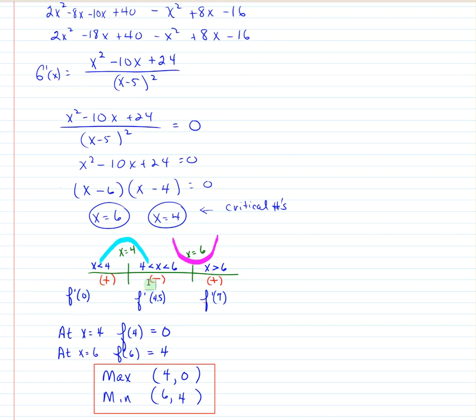I got plus, minus, plus for the things that I did. And so I know that here, if that's positive and that's negative, I have a max at x equals 4. I have a min at x equals 6. When I want to find the actual max and min, I've got to plug into the original.